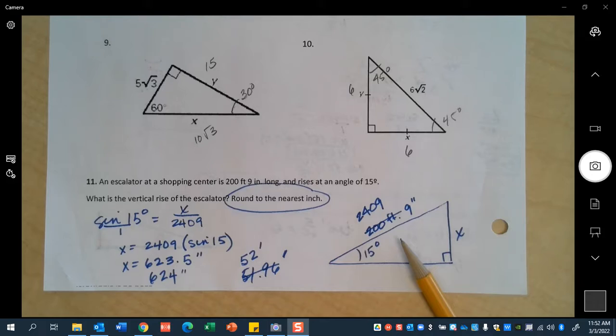2,409 inches. So my vertical rise works out to be 623.5 inches. It says round to the nearest inch. That's 624 inches. When I divide by 12, that works out to be 52 feet. All right. You need some processing time.